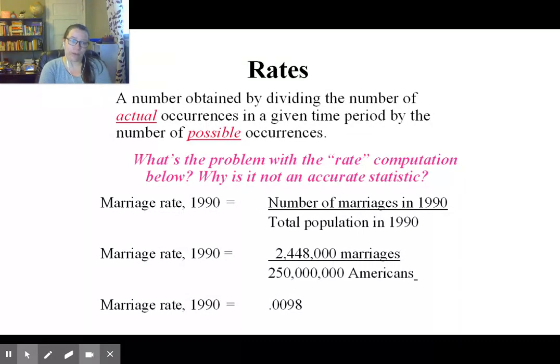So if we take the marriage rate in 1990, we would take the number of marriages in 1990, and then divide that by the total population in 1990. If we look at that, we see that there were 2.448 million marriages in the US and 250 million Americans, which tells us that our marriage rate was 0.0098. However, there is a problem with this computation.